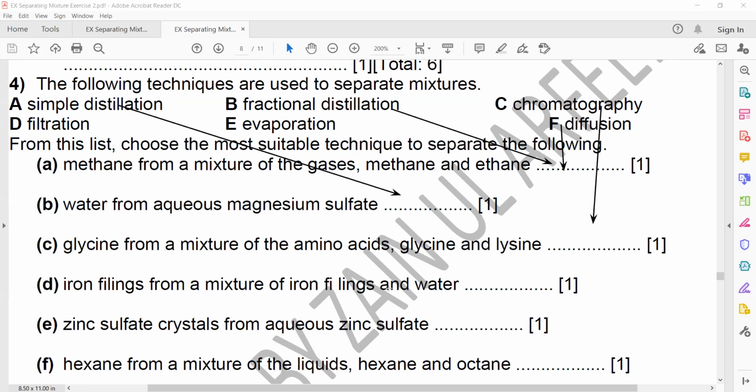Iron filings from a mixture of iron filings and water. Filtration. Zinc sulfate crystals from aqueous zinc sulfate means we need a salt from salt solution. Evaporation or crystallization, but crystallization is not mentioned here, so evaporation is the only answer. Hexane from a mixture of liquid hexane and octane. The same type of compounds are there, and miscible. So we'll use fractional distillation.